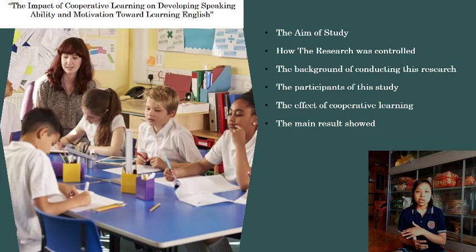So the first research was titled The Impact of Cooperative Learning on Developing Speaking Ability and Motivation Toward Learning English. The study aimed to investigate the effectiveness of cooperative learning in English language classrooms to enhance Iranian students' speaking skills and motivation. The research was controlled by pre-test and post-test in order to compare the impact of the cooperative learning approach with traditional whole class instruction on speaking skill and motivation.